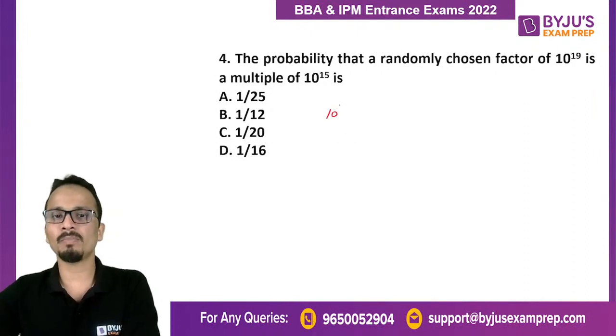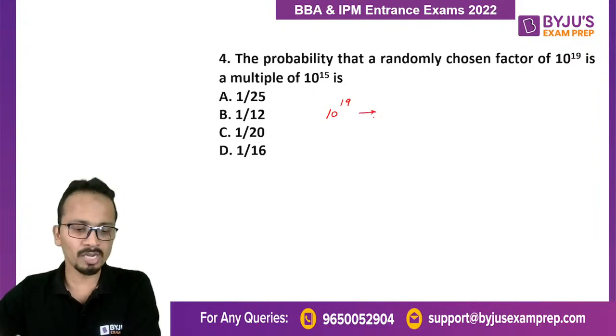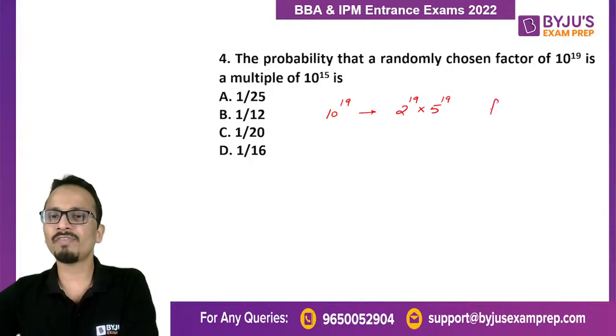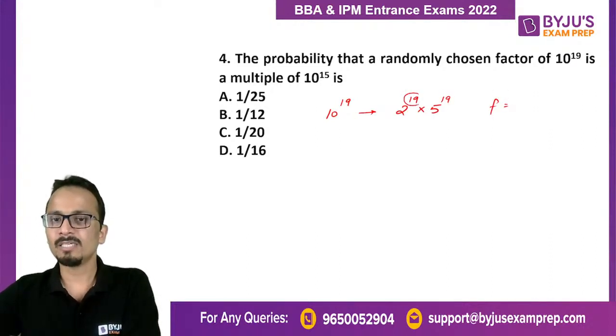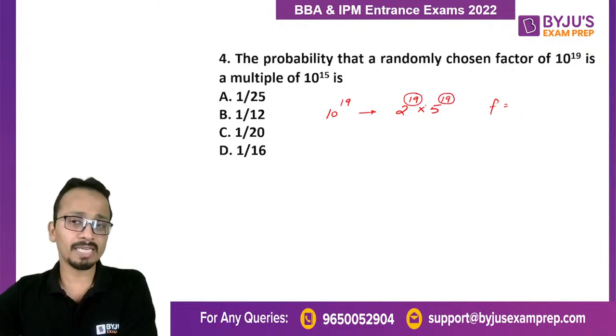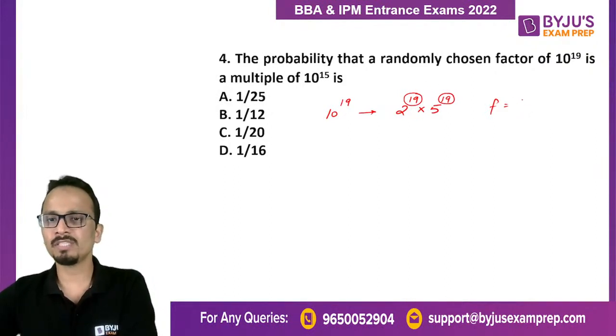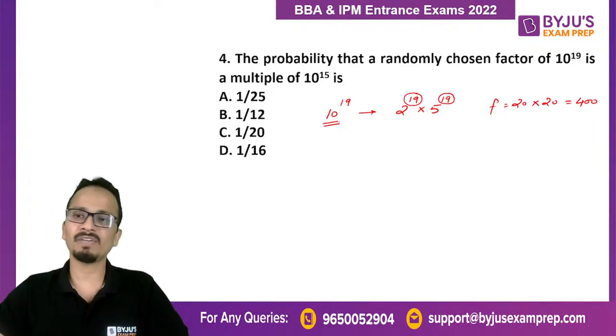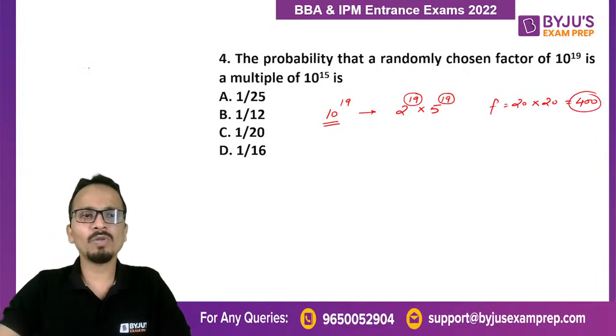So first of all, I'll talk about 10 raised to the power 19, talking about the denominator, the total number of cases. Okay, so 10 raised to the power 19 can be written as 2 raised to the power 19 multiplied by 5 raised to the power 19. So the number of factors of this number will be: take these two powers, 19 and 19, and add 1 to each. So 19 plus 1 is 20, 19 plus 1 is 20. So 20 into 20 is 400. So the total number of factors of 10 raised to the power 19 is 400, and that will be the denominator of our answer, right? The sample space, the total number of cases.